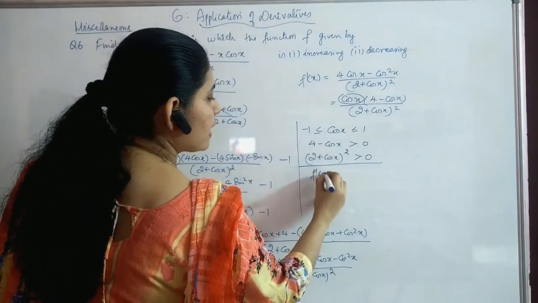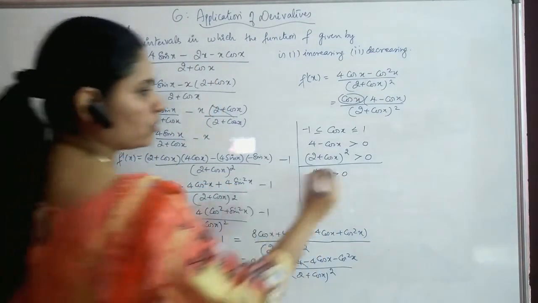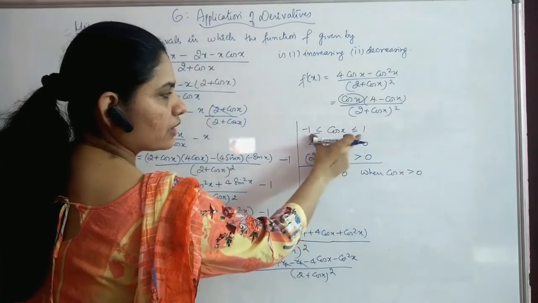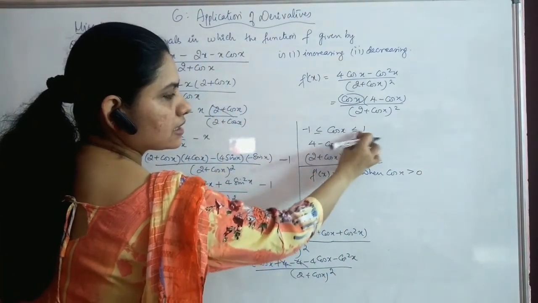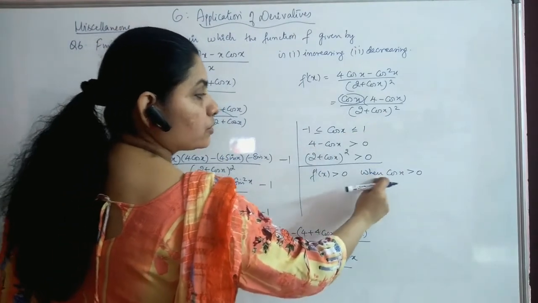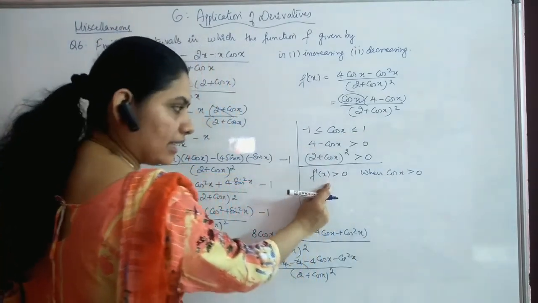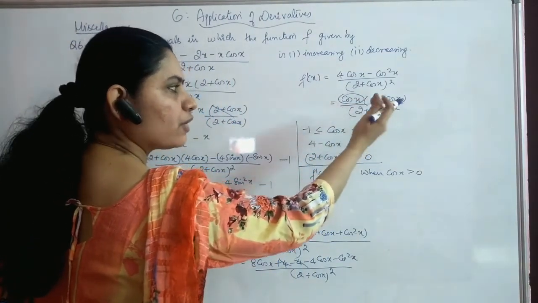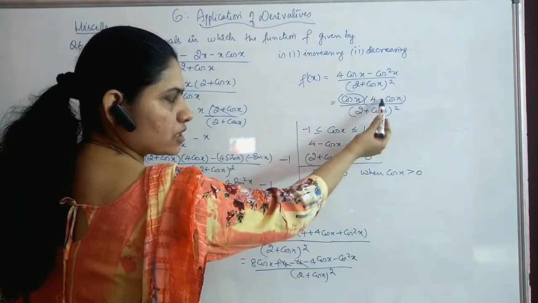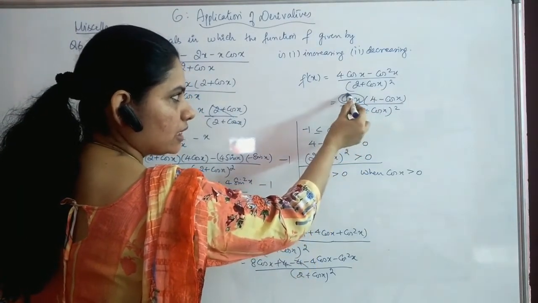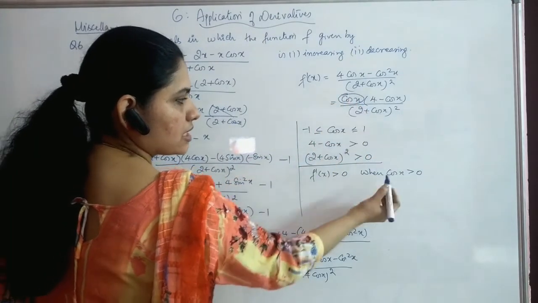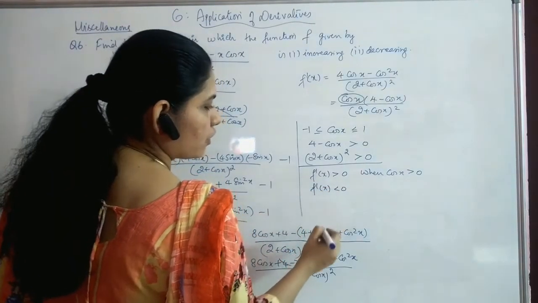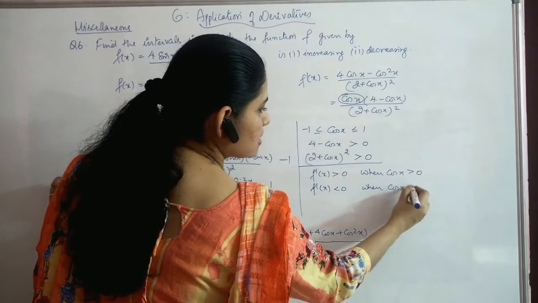Therefore, f dash of x is positive, greater than 0, when cos x is greater than 0. That means here you have this value ranging. So if it is taking any value till this, you can say that this f dash will also have greater than 0, meaning positive sign, because cos is positive. These two will be positive for any case. Even if cos is negative or cos is positive, these two will be positive. So the only thing which can decide the f dash sign is cos x. So if cos x is positive, f dash is positive, and f dash will be negative, or less than 0, when cos x is less than 0.